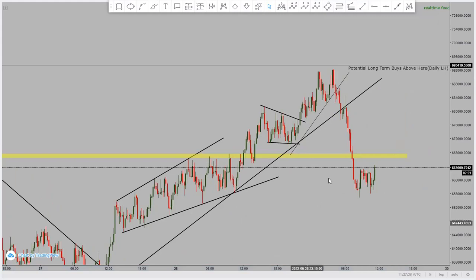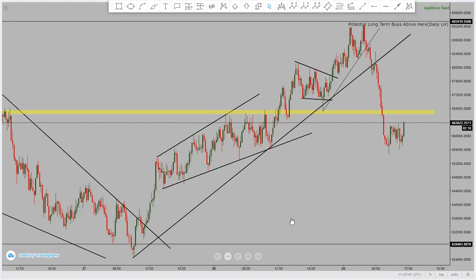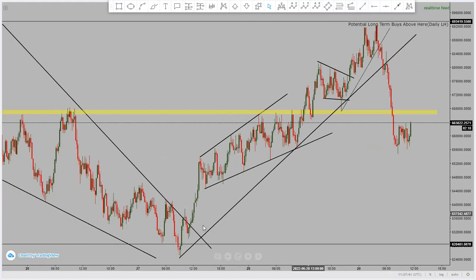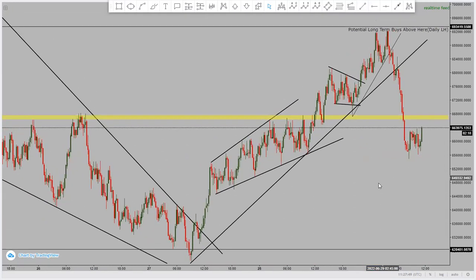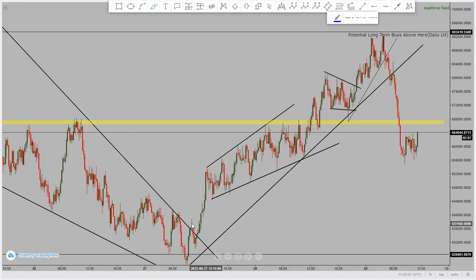Are we together? Yes. Okay, so everyone was buying from here. According to the daily, the market structure had not yet shifted to be bullish in as much as these buys happened. Market structure on the daily, as we showed you, is still bearish.